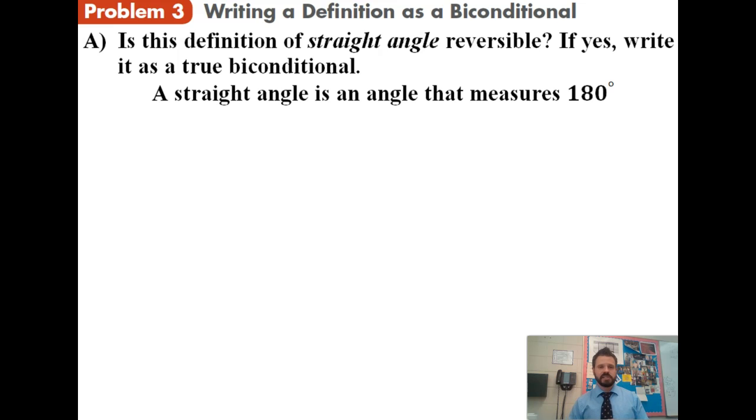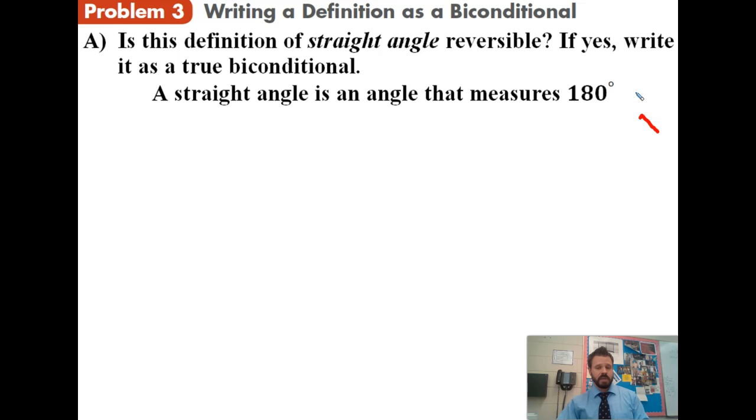All right, so is this definition of straight angle reversible? If yes, write it as a true biconditional. When we say reversible, what we mean is, if we had conditionals, would it work in both directions? So our statement in everyday language is: a straight angle is an angle that measures 180 degrees. I'm not going to write this out as a conditional, but we can think of it in conditional format. If an angle is a straight angle, then it measures 180 degrees.